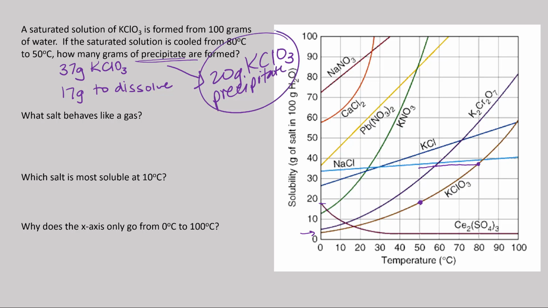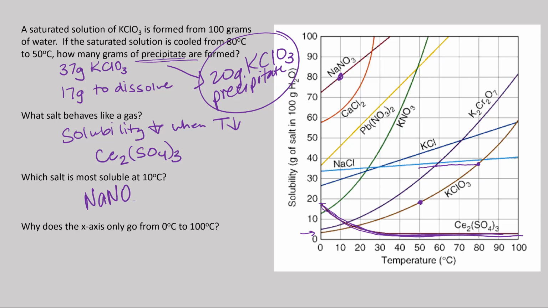All right, and then it says which salt behaves like a gas. So this one behaves like a gas because as we increase the temperature, the solubility decreases. So that would be cerium 3 sulfate. Which salt is most soluble at 10 degrees Celsius? So most soluble would be sodium nitrate.